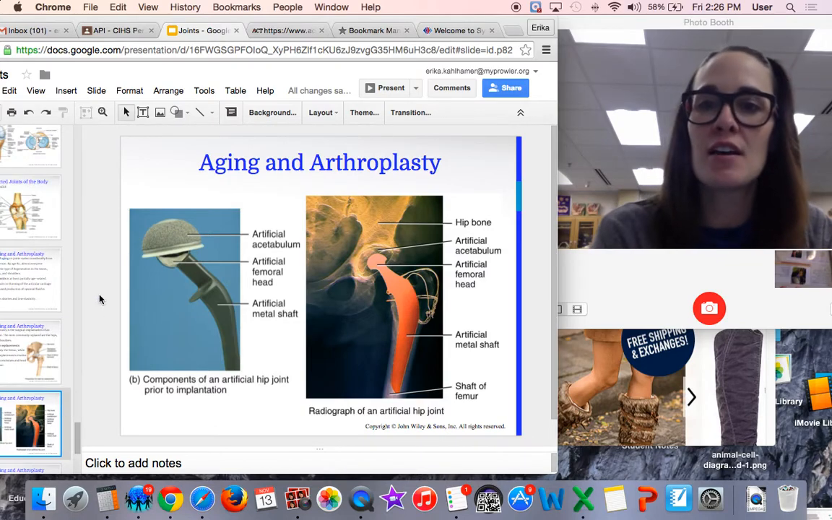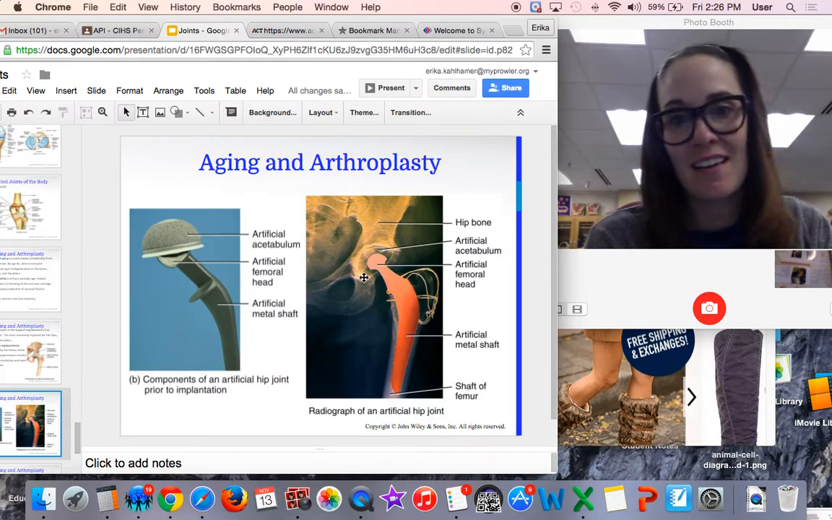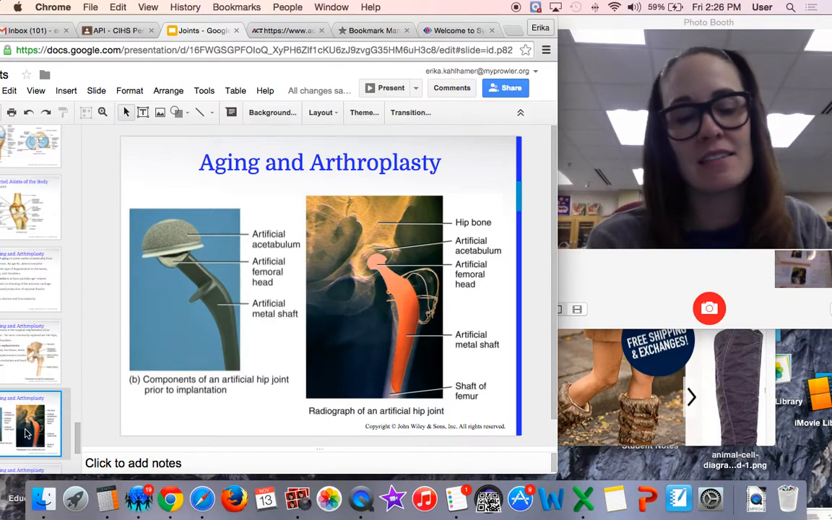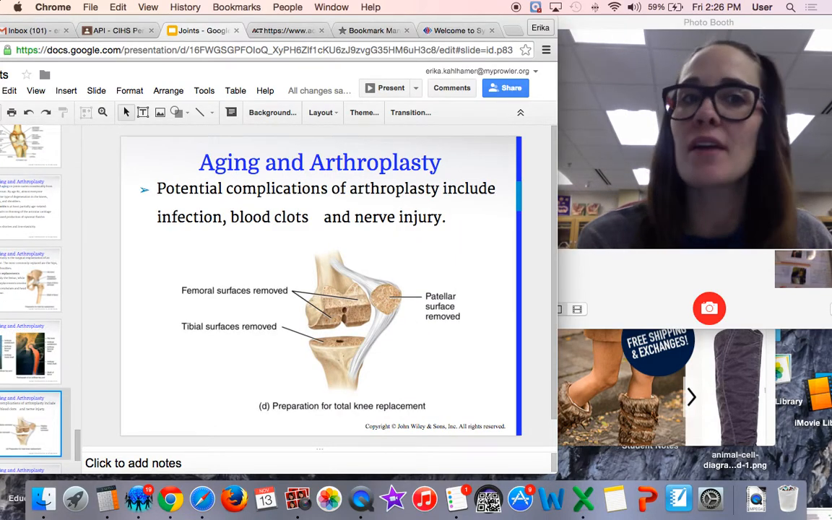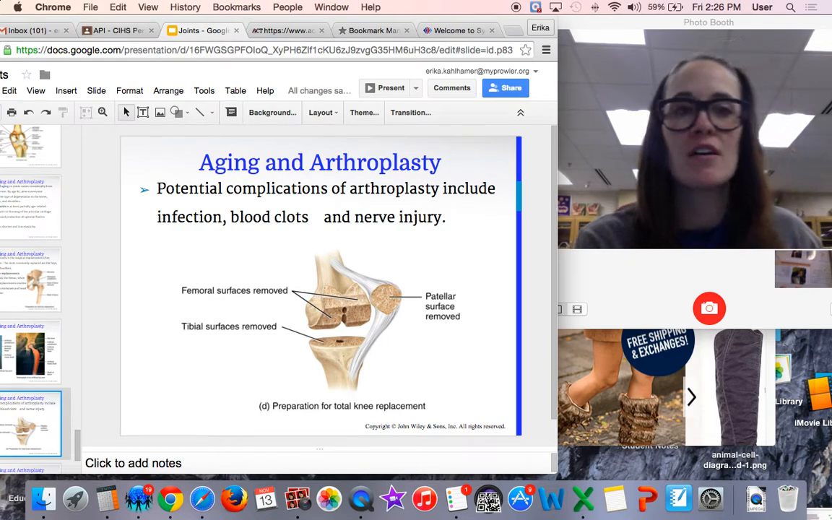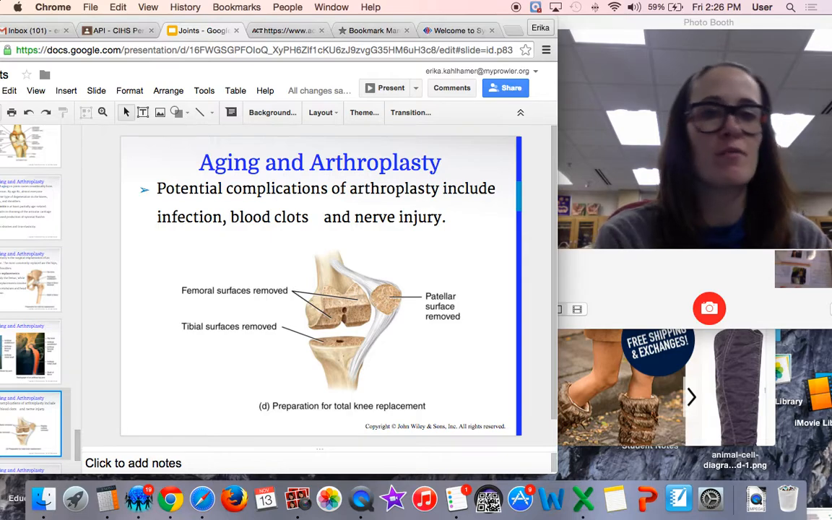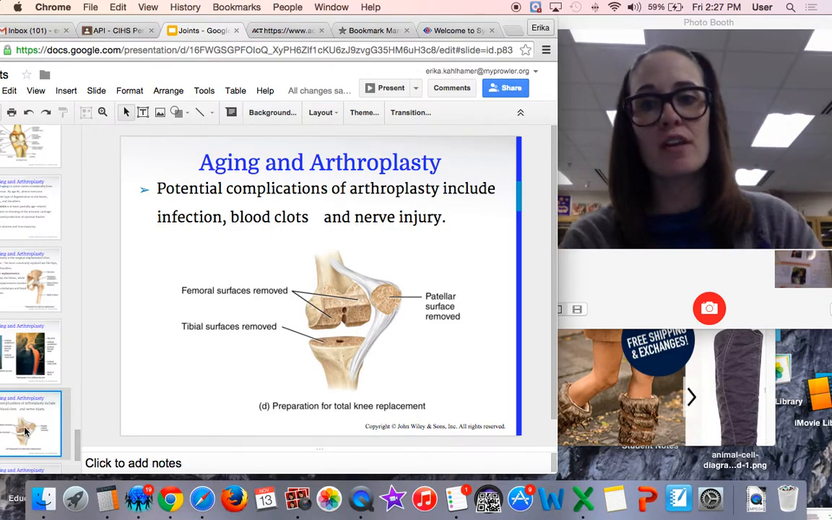Here's just an image of what that possible artificial hip joint can look like. It's pretty mechanical and cool looking how they put that into your femur. And look at there's even some pins attaching that in there to make that joint work. There's also complications and a risk with any type of surgery, with any kind of joint replacement, that you open yourself up for increased risk of infection, blood clots, and nerve injury.